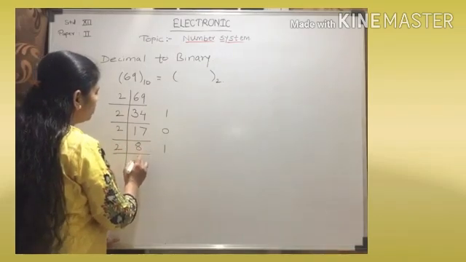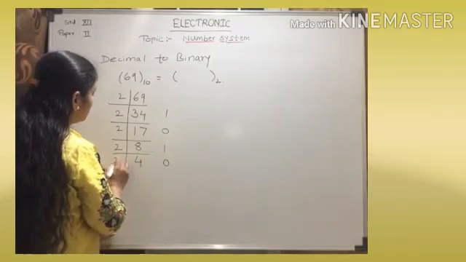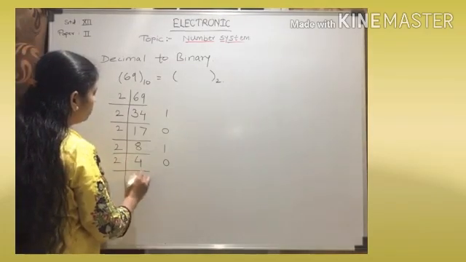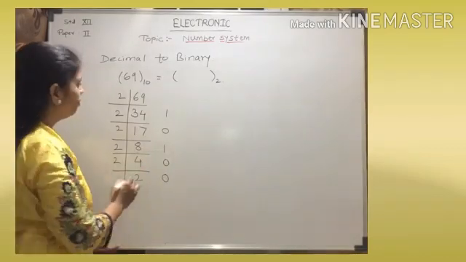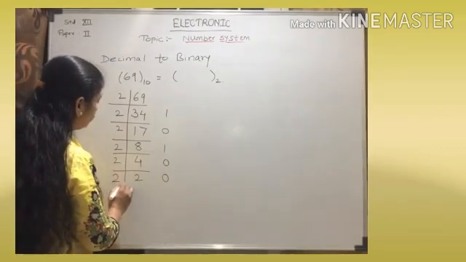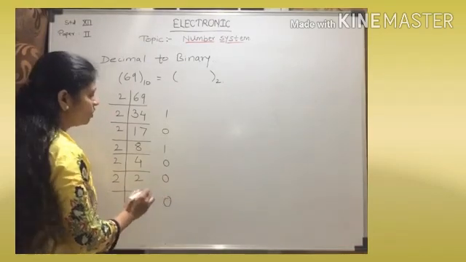We got here quotient 4, remainder is 0. Then again divide this number by 2. We got here 2 and the remainder is 0. Divide this number by 2. We got here quotient 1 and remainder is 0.